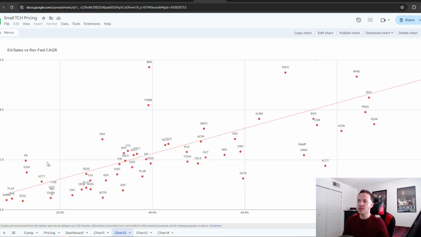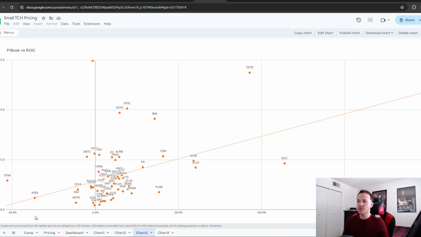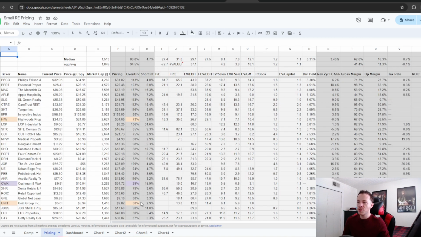The second one we use is EV to sales versus revenue forward CAGR, which has a much stronger positive relationship to it. And then the third metric we end up using is price to book versus return on invested capital, which has a pretty positive relationship, though we can see a pretty solid bunching up around the lower end of the return on invested capital spectrum for this one as well. Then we move over to the real estate sector.